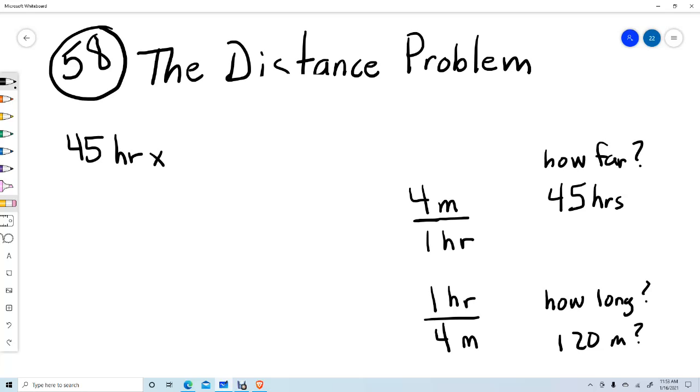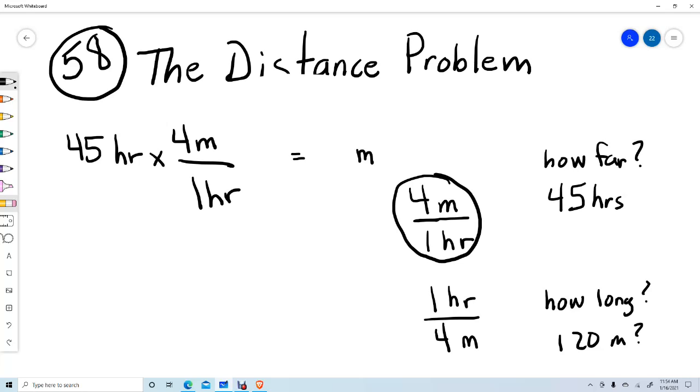And we multiply it by the proper ratio. If how far is asking, they want an answer in miles. And so obviously we have to pick the one with miles on top. So that's going to be 4 miles for 1 hour. And so we're going to go 45 times 4. And we're going to cancel hours. We can keep our 1 as denominator. And I'm going to have just miles left. 45 times 4 is 180.